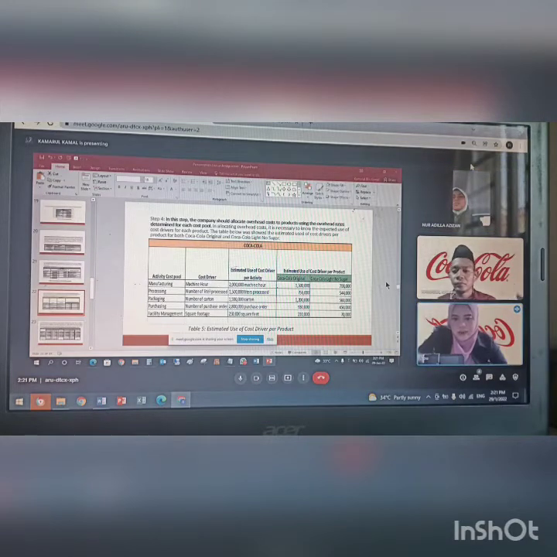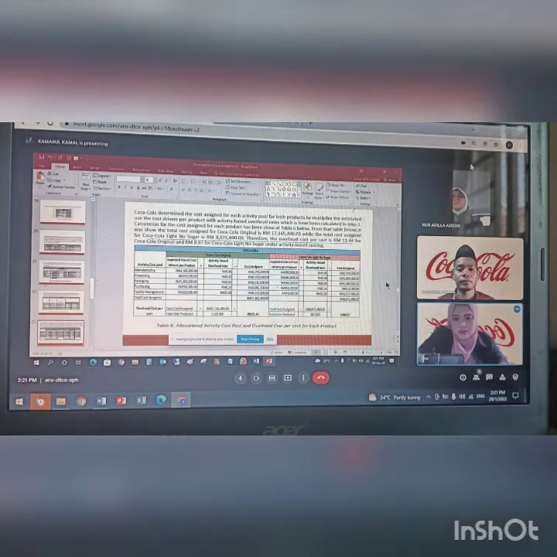And we estimate the cost driver per product, as you can see, for Coca-Cola Original and also Coca-Cola Light No Sugar. So the next step, we can look at the calculation. Can go to the next slide.